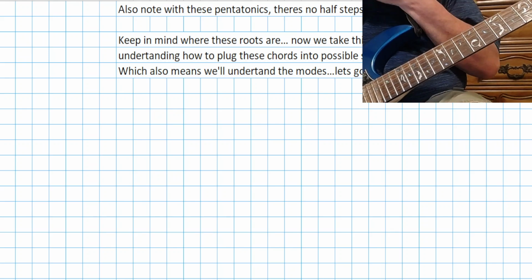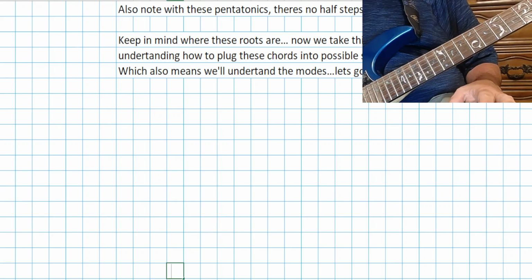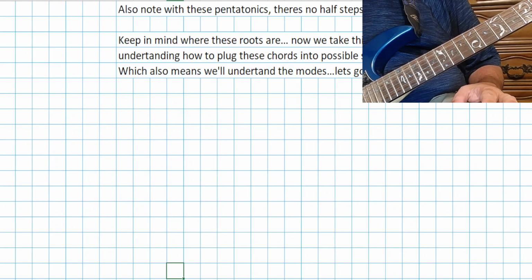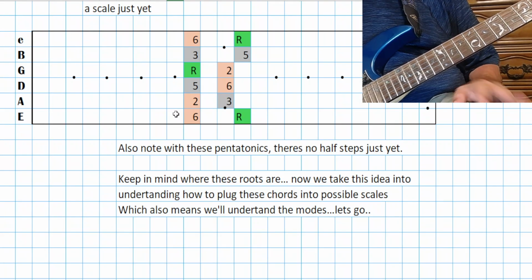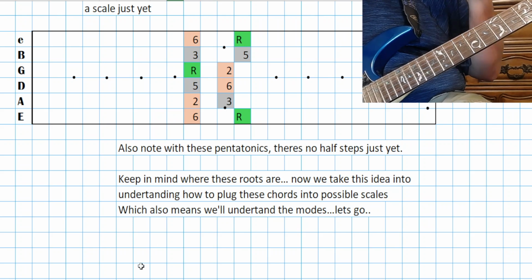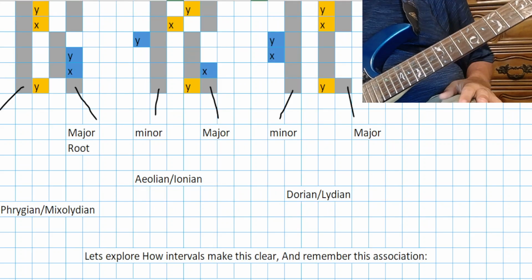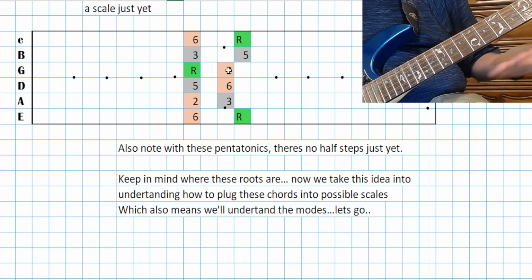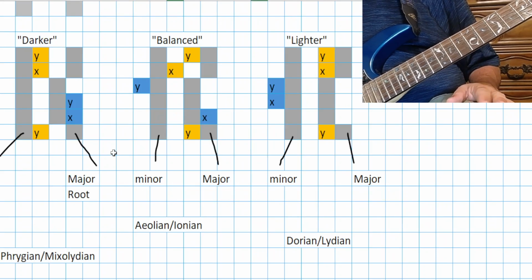Okay, so let's move on because we don't want to drag this out to be as long as the other lesson. So where does this all come from? Let's start taking this into the major and minor scale. So to do that, first of all, we've got this pentatonic shape. So let's take a look here. Yeah, this is what we're doing.